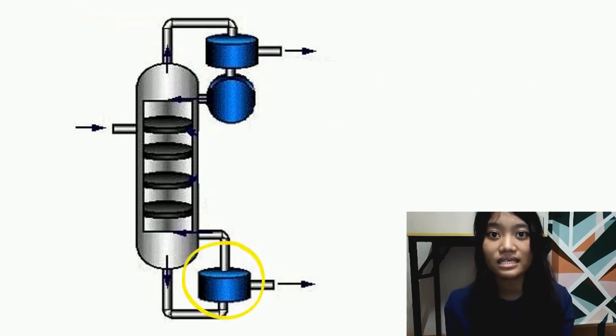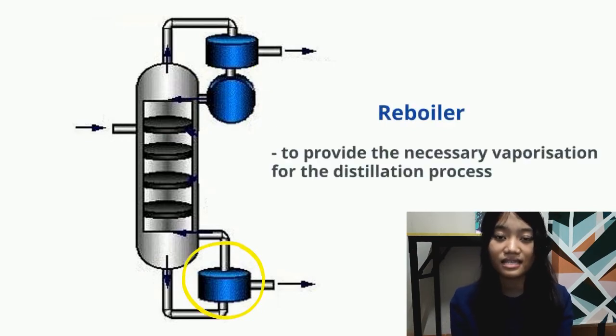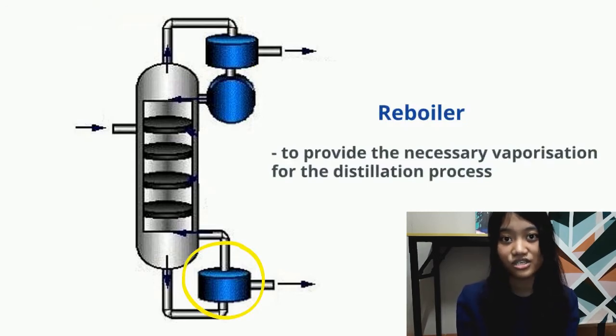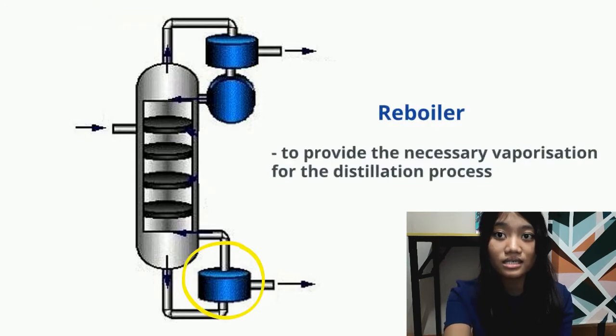The next one is the reboiler. A reboiler provides the necessary vaporization for the distillation process. Reboilers are heat exchangers typically used to provide heat to the bottom of industrial distillation columns. They boil the liquid from the bottom of a distillation column to generate vapors, which are returned to the column to drive the distillation separation.